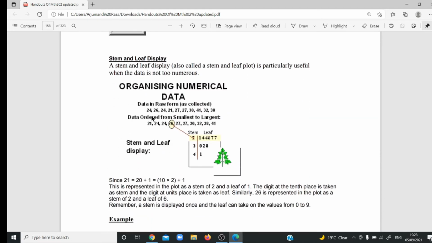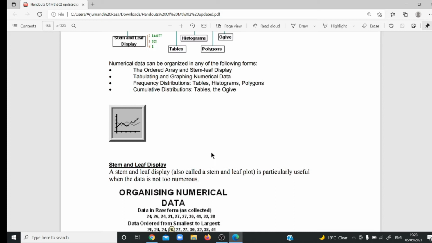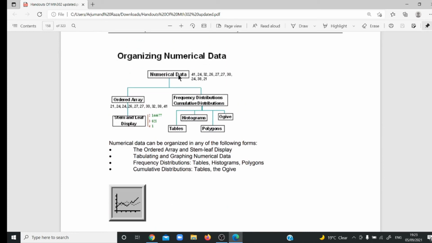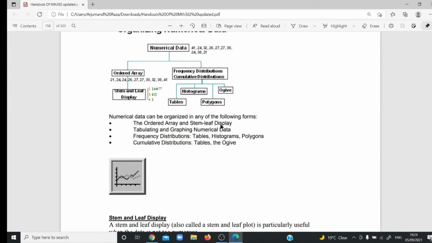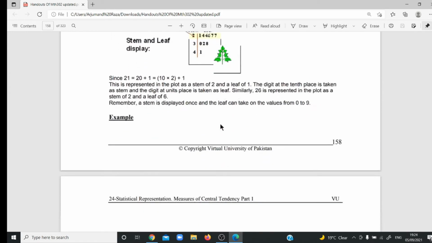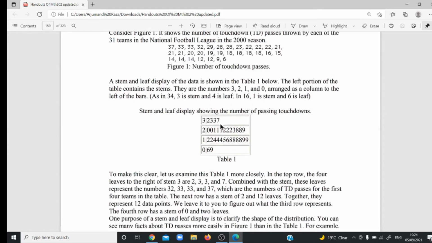So this is the data they have given us. Here we have a stem. For example, how many 20s we have, we will just write it down. So we have 121. This is the stem, the base, meaning this is the tens, and this is the unit, which we have written in the place of the leaf. Next, for organizing numerical data, we have frequency distribution, cumulative frequency, histograms, tables, polygons, or ogive. One by one we'll see each and everything.